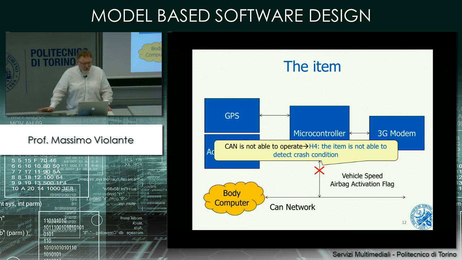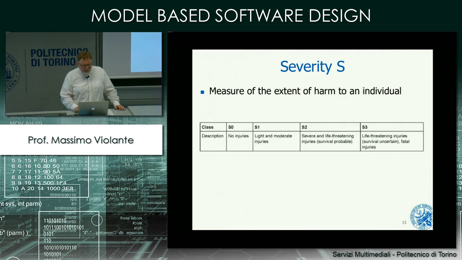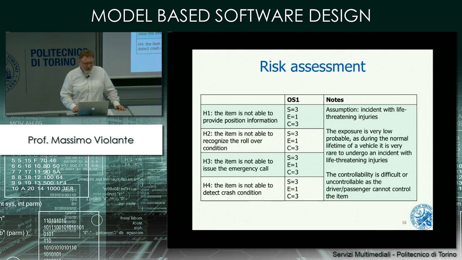Then, considering the operational situation and the different hazards, we have to rank them based on exposure, controllability, and severity. Okay? So, which is my solution? Here it is. In terms of severity, it is 3. We have said that our operational situation is we are in an incident with life-threatening injuries. So it is by definition 3. Okay?